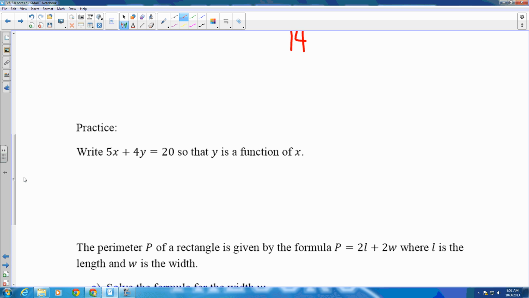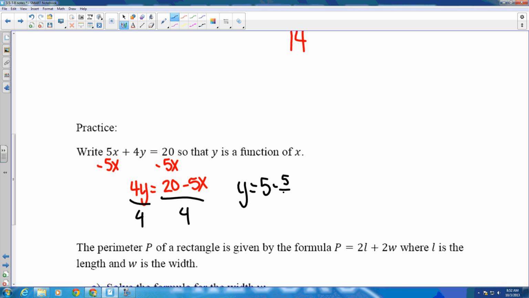Okay, let's solve this one so that y is a function of x. Subtract 5x from both sides. Divide everything by 4. y equals 5 minus 5/4 x.